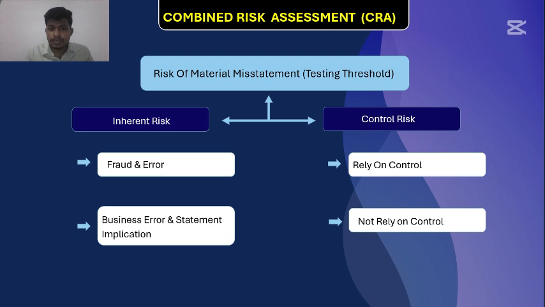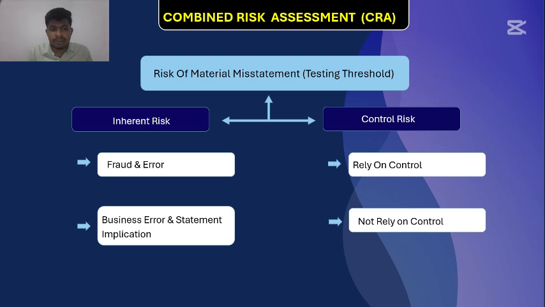Inherent risk is measured by fraud and error, business errors and statement implication. Control is defined as rely on control or not rely on control. Inherent risk means we assess the inherent risk for each relevant assertion based on the information we gather as part of our planning procedures, performance of the audit, and the knowledge and experience obtained from the previous year engagement with the client if available.